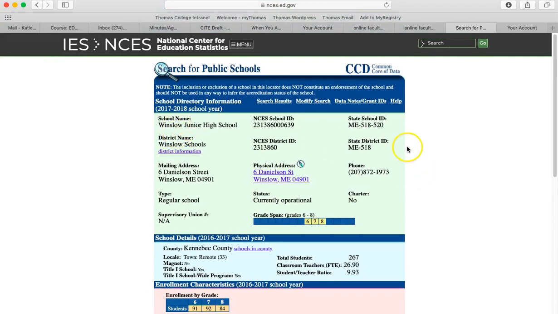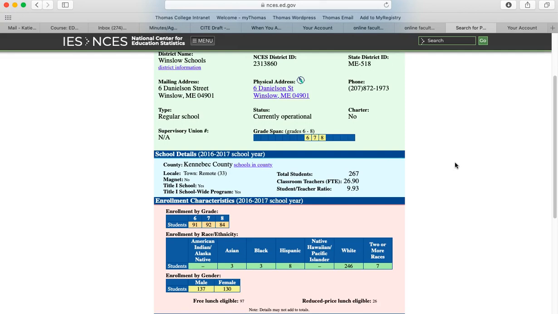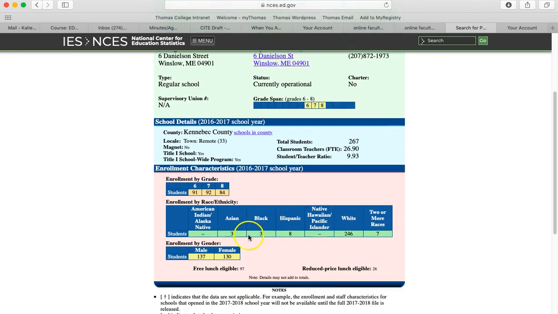So it'll give us the school name, the ID code, the district name, the mailing address, and some interesting stats like the student-to-teacher ratio, the total number of students, whether or not it's Title I. And remember, Title I is based on free and reduced lunch schedule, so you have the number breakdown for that here, free lunch eligible and reduced price lunch eligible. You have a breakdown by race and ethnicity, enrollment by grade level, and an enrollment by gender.